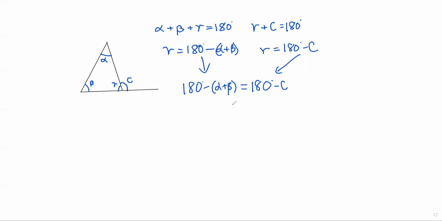Now, what's significant about that? Let's see if I can simplify this a little bit. I've got 180 on both sides. If I subtracted 180 from both sides, I'd have negative alpha plus beta equals negative C. But why the negatives? I don't need negatives. In fact, since I have a negative on both sides, why don't I just multiply both sides by -1 or divide by -1 or whatever have you?